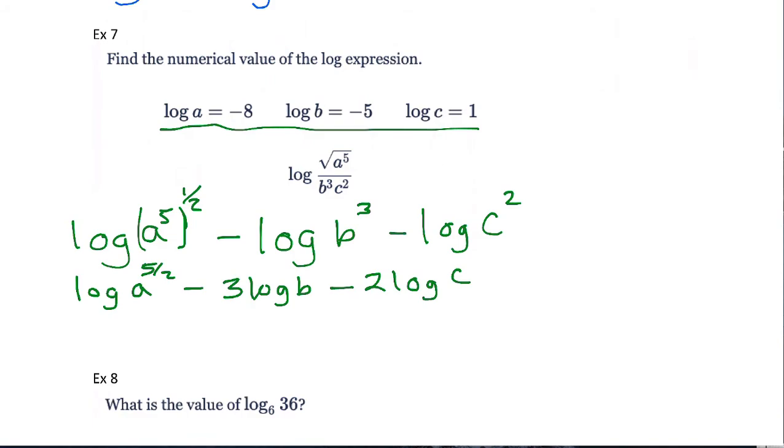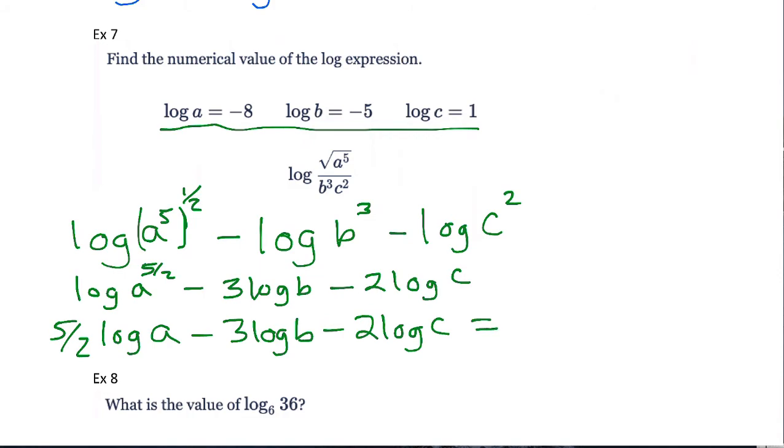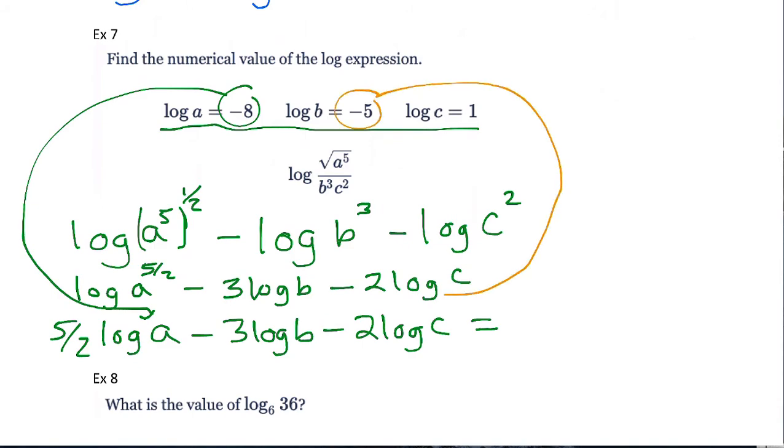Remember what I can do with this. I can write this as 5/2 log a minus 3 log b minus 2 log c. But now I'm going to use these things that I have. So instead of log a, I'm putting that in there. Instead of log b, I'm going to put it in for all of this. So I got that for all that. And then finally, instead of log c, I'm going to put in 1.